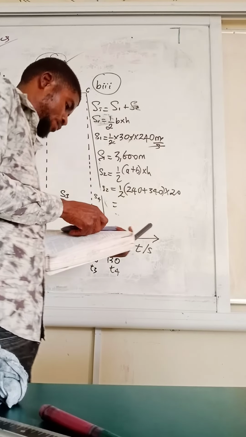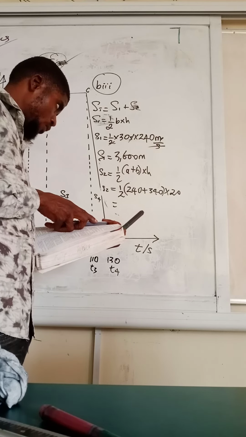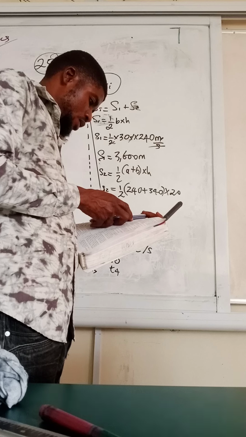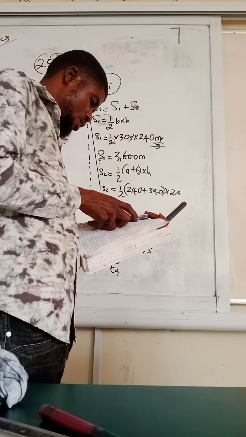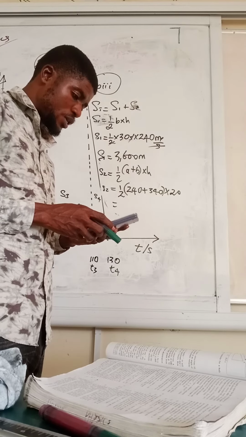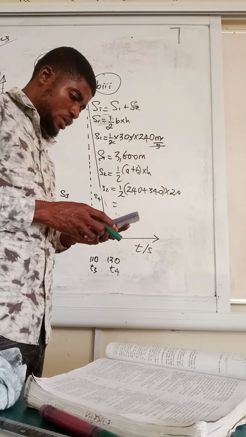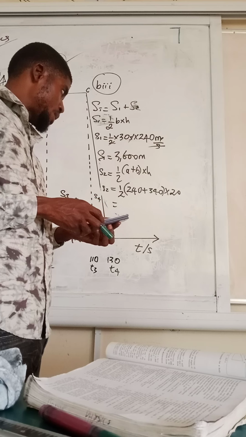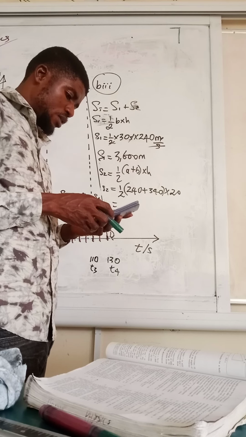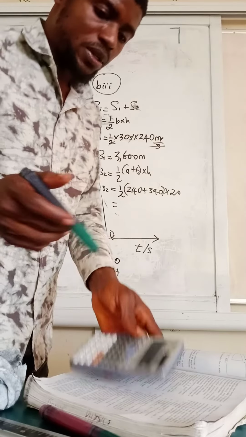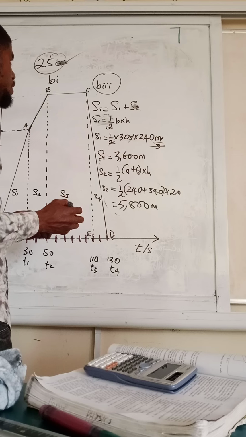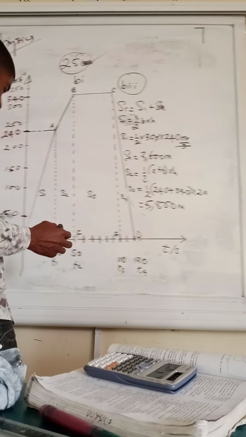What do you have? You have 240 plus 340. Sorry, my calculator is trying to misbehave. I want to be sure of the result. We have 240 plus 340. That will give us 580. 580 times 20, then that divided by 2, will give us 5,800. We have 5,800 what? Meters.